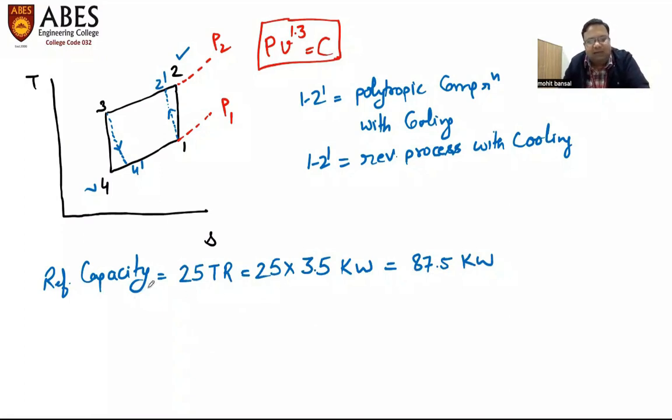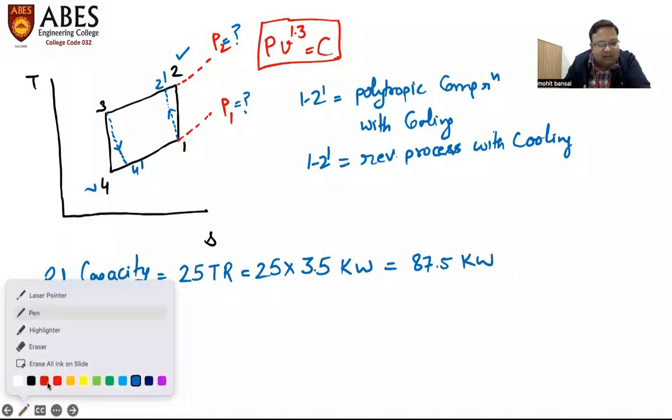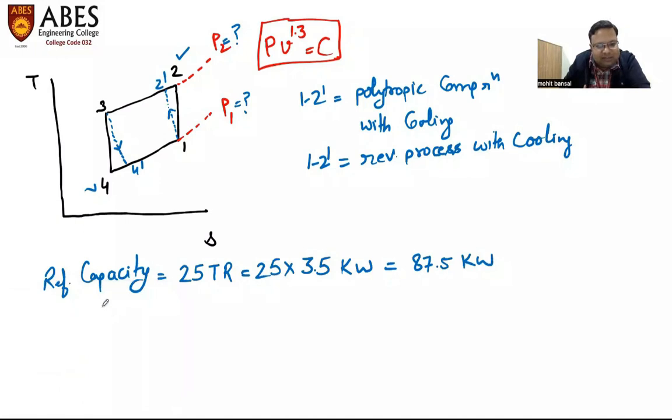Actually, why do we have to do this? Because in this question, P1 and P2 are not mentioned. If we want to calculate this T2 for finding out the COP and this T4 for finding out the COP, the pressure ratios are not given. So what we are doing is writing down this relation of refrigeration capacity in the cycle.